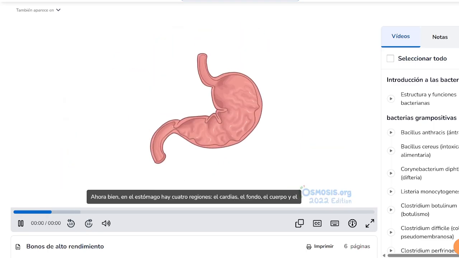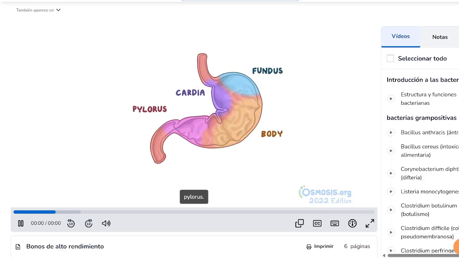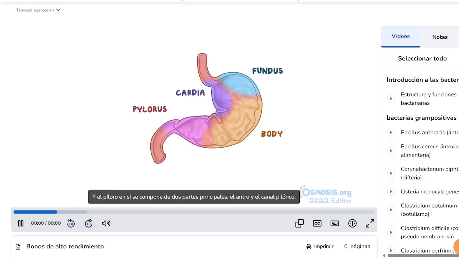Now, in the stomach, there are 4 regions: the cardia, the fundus, the body, and the pylorus. And the pylorus itself is made up of 2 main parts, the antrum and the pyloric canal, which connects to the first section of the small intestines called the duodenum.